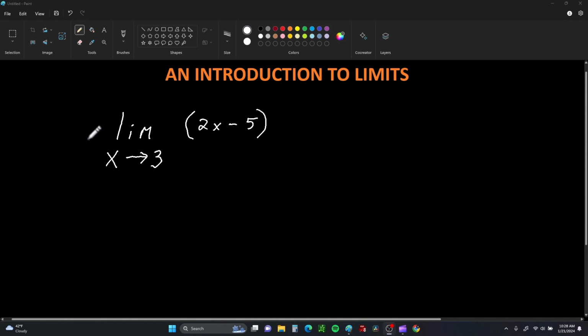In this example here, our x is not approaching 0 or infinity. It's not an extreme. Our x is just simply approaching 3. So going off to the side, if I was to just substitute the 3, I would have 2 times 3 minus 5. Well, this equals 6 minus 5, or 1. So in this case, the simple substitution gave us the answer of 1.